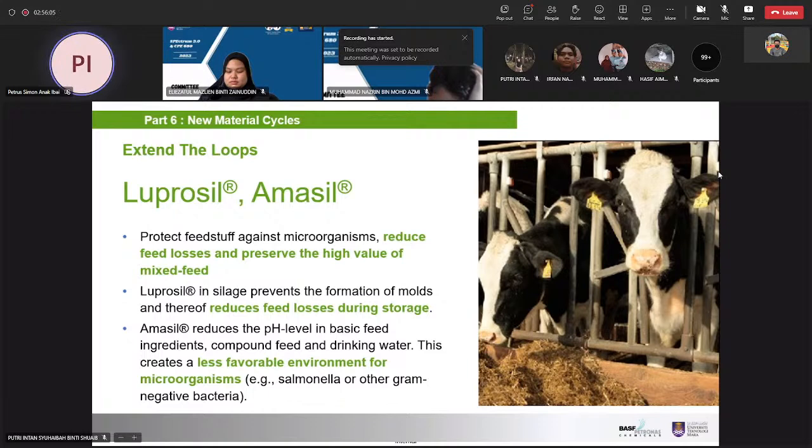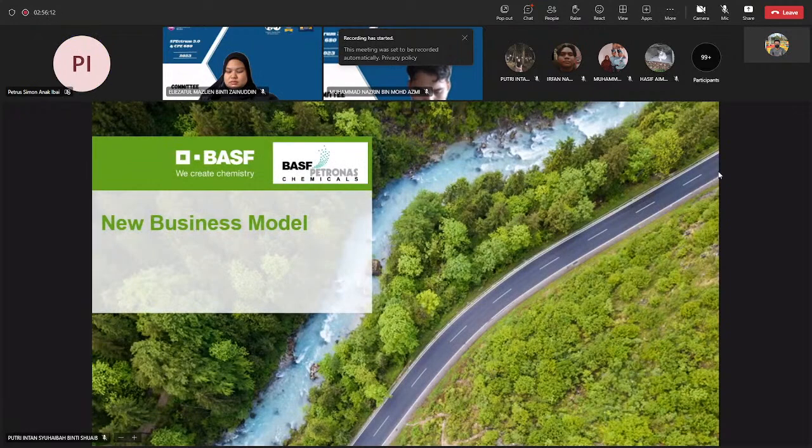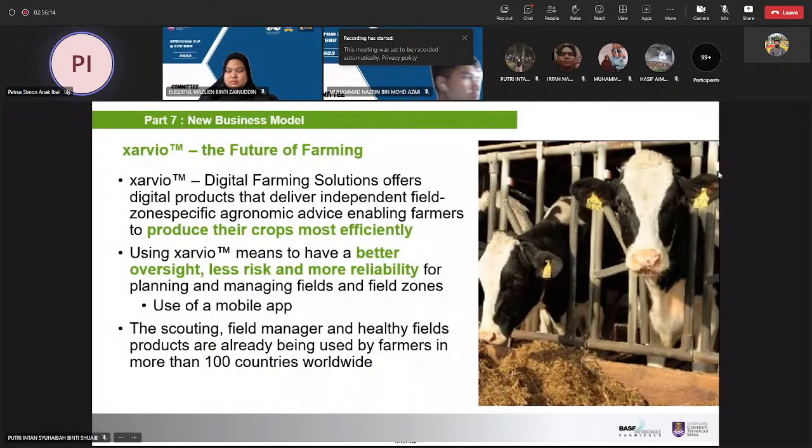The last part of today is the new business model. Okay, the next one. Xarvio basically is the future of our farming. This is a digital farming solution, offering a digital product that delivers independent, field-zone-specific agronomic advice, enabling farmers to produce their crops most efficiently.